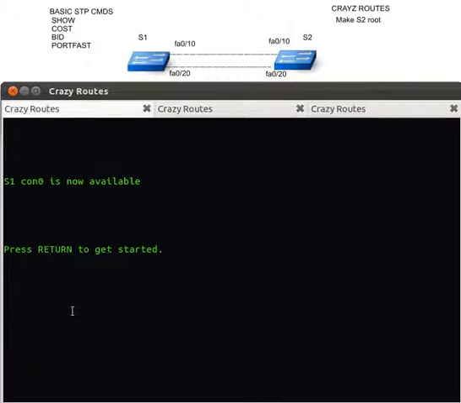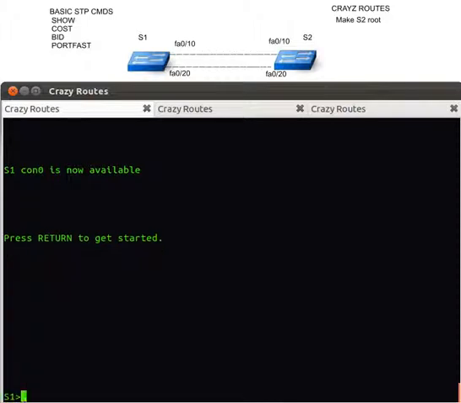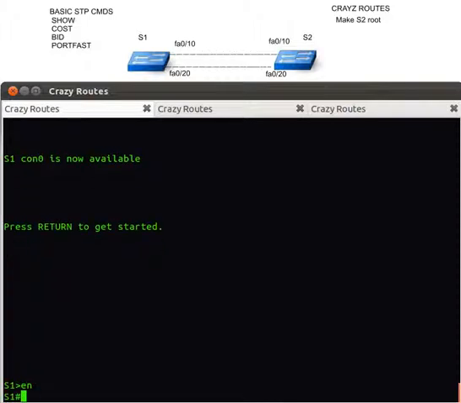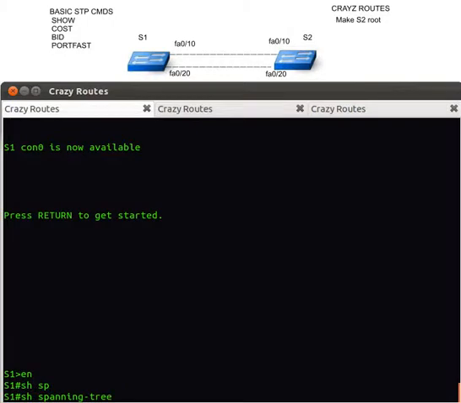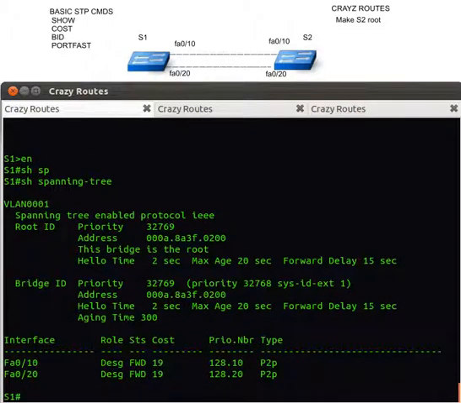Let's jump to switch 1. Let me show you that. Show spanning tree. Oh wow, that's already on. Spanning tree is on by default. Remember that? At least for VLAN 1, it is on by default. But so let's go through here.